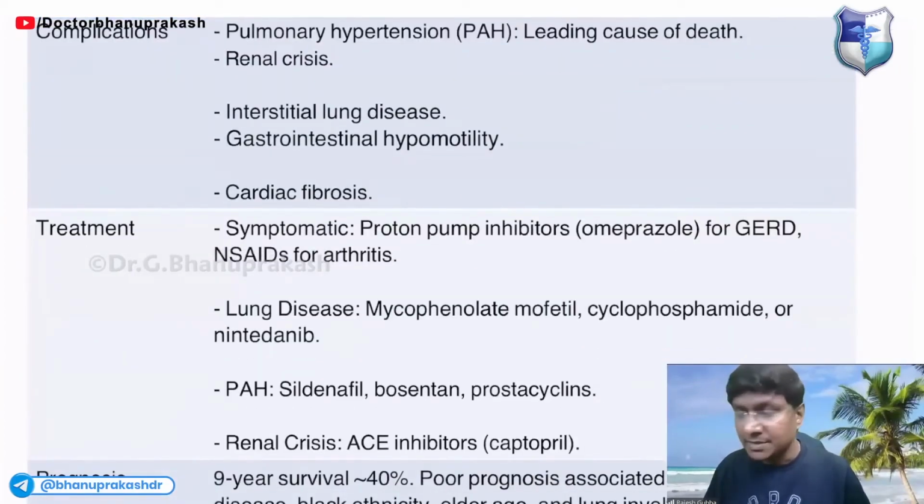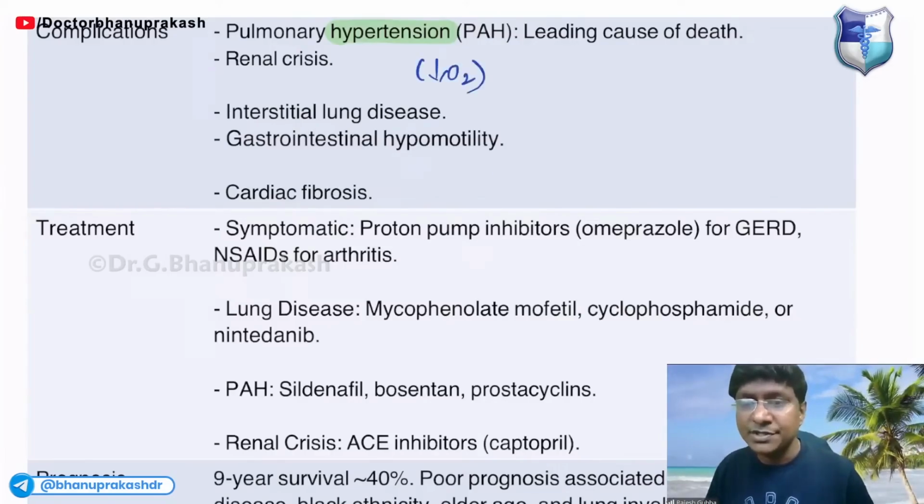Next, coming to complications. In case of scleroderma, the complication will be pulmonary hypertension. Why pulmonary hypertension? Because in scleroderma, you have interstitial lung disease, which is causing hypoxia. And hypoxia will cause pulmonary artery vasoconstriction, resulting in pulmonary hypertension. And this pulmonary hypertension is considered as the cause of death in patients with scleroderma.